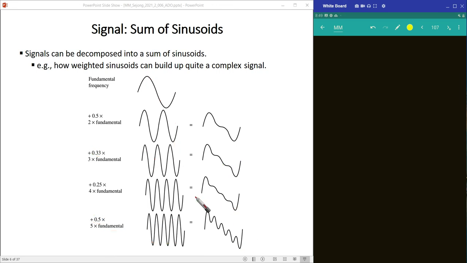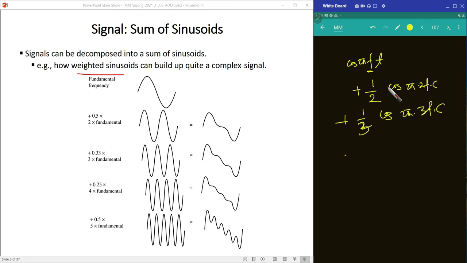So what I mean is that we can generate a very complex signal just by doing these weighted sinusoids. That means, let's say we start with any frequency, let's say this is the fundamental frequency, and we have a signal like cos 2 pi fc t, and let's say we multiply with cos 2 pi twice fc, and its amplitude may be half. And then another is half cos 2 pi thrice fc, and maybe this one is 1/3, and in this way. So this is the fundamental frequency.